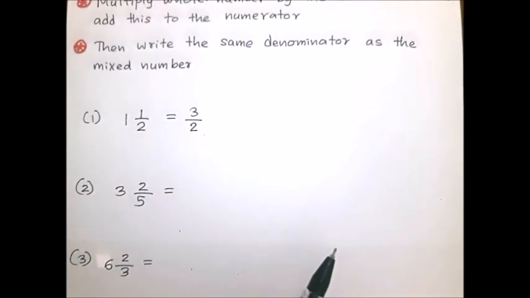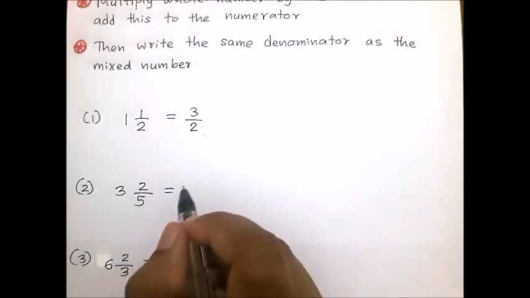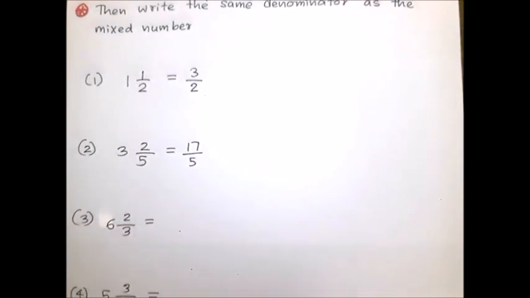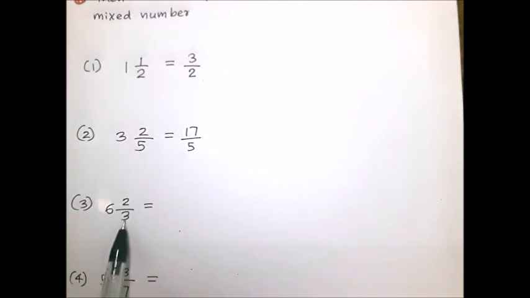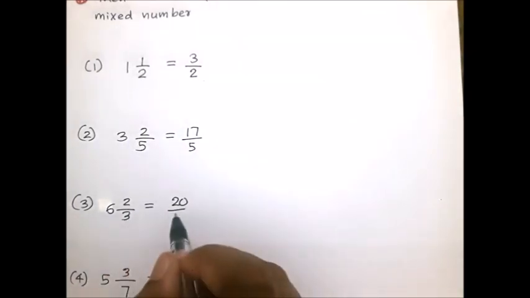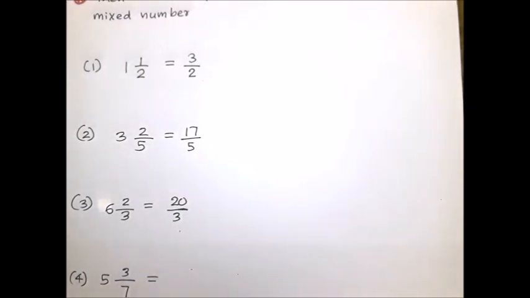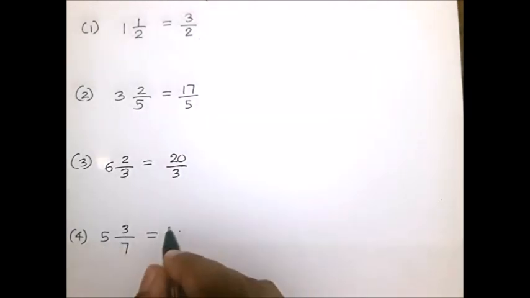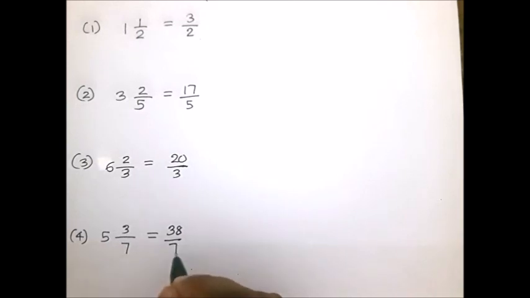Now look at second example. 5 multiplied by 3, 15 plus 2, 17. Then write the same denominator, 17 over 5. Third example. 3 multiplied by 6, 18. 18 plus 2, 20. Then write the same denominator, 20 over 3. Look at fourth example. 7 multiplied by 5, 35. 35 plus 3, 38 over 7.